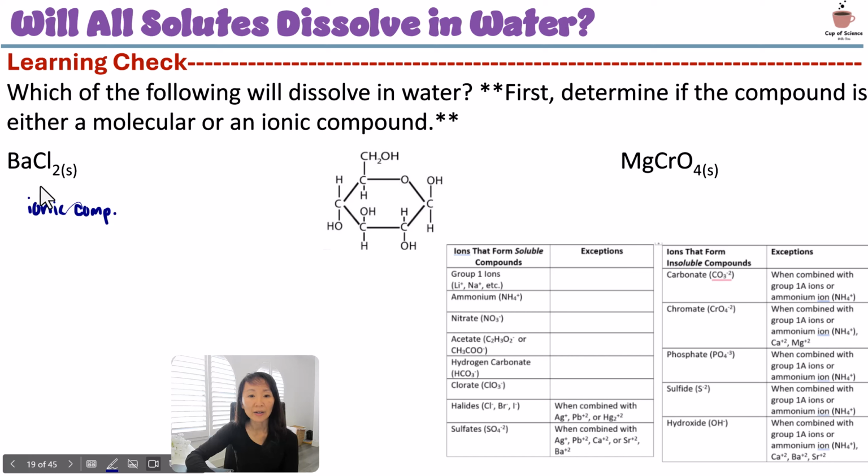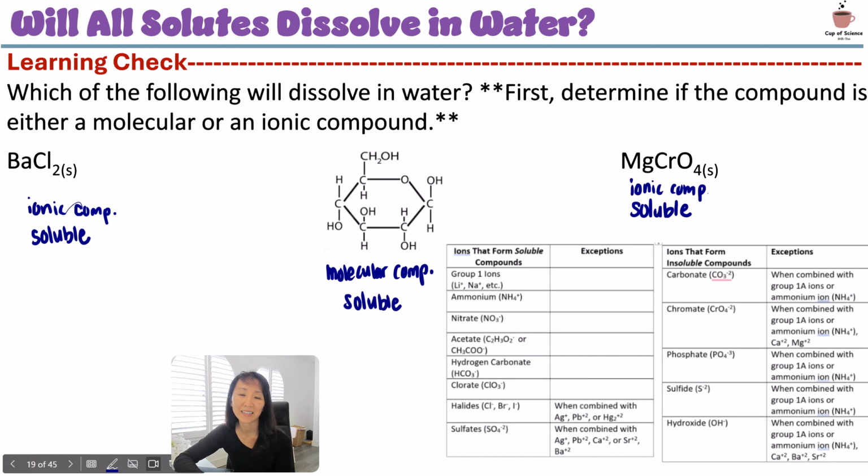If it's an ionic compound, we use this solubility chart. We see that anything to do with chlorine here is soluble, and there's an exception, but barium doesn't fall under the exception. So therefore, this is soluble. In water, they will dissociate. This is soluble. Now you try the rest and come back and check the key. And here is the key.